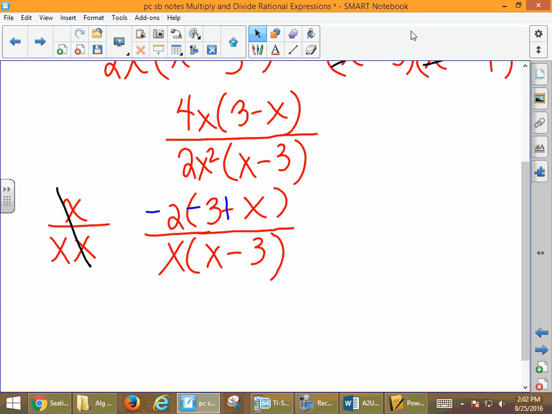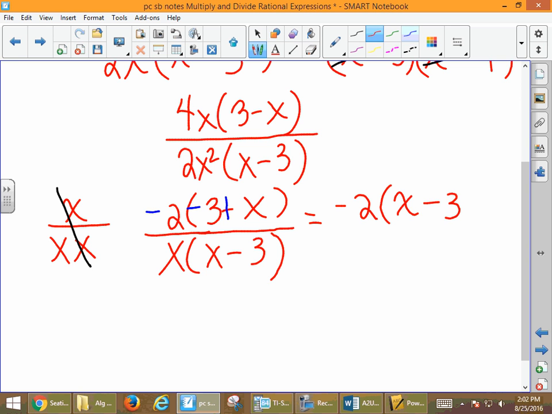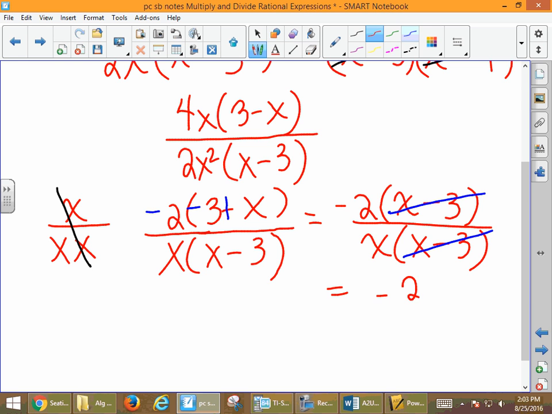It just depends on if you need to. You could rewrite this as x minus 3 there, and over here, x times x minus 3. You might not have to do that step if you can recognize that we have something exactly the same on the top and on the bottom, the x minus 3 divided by x minus 3, which is 1, and that leaves us with -2 over x.